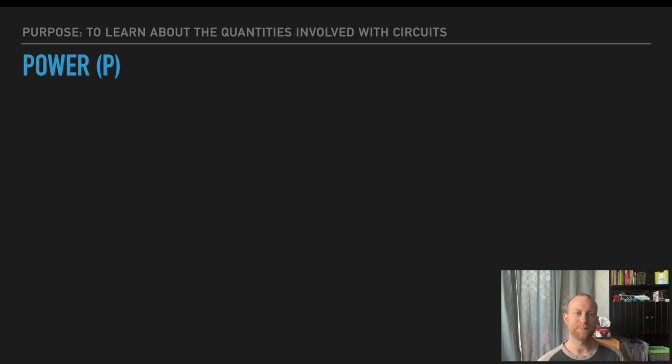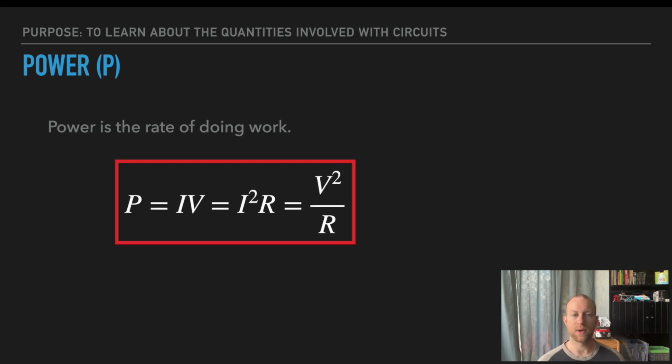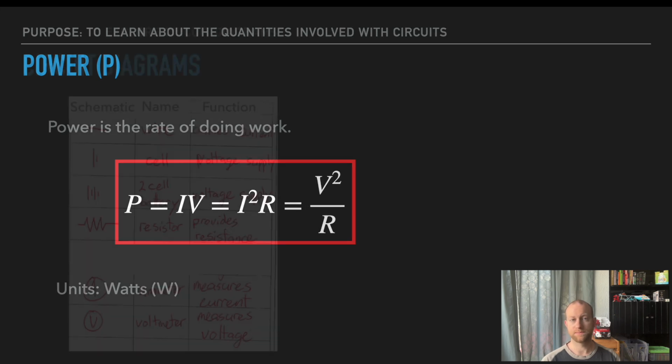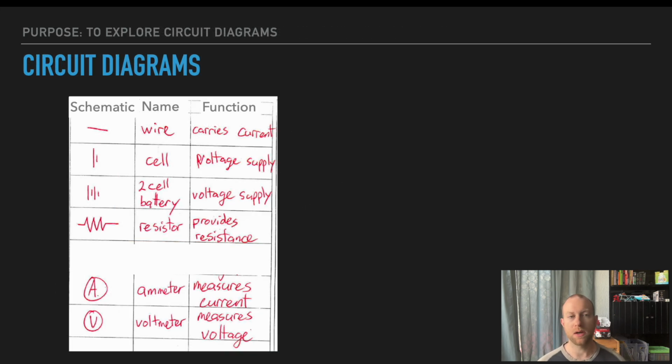Next concept is power. Power is the rate of doing work. You've seen this already in the energy unit. We've got power equals three different things, depending on which two you're given. Pretty straightforward. Plug numbers into those. That's not too complicated. And again, the units for power are watts. So here are all the different things we're going to be dealing with in a circuit.